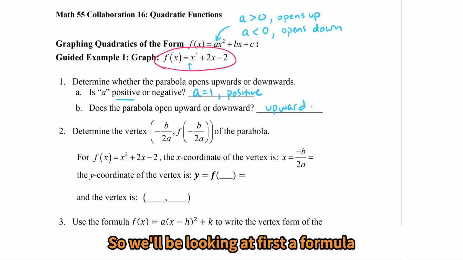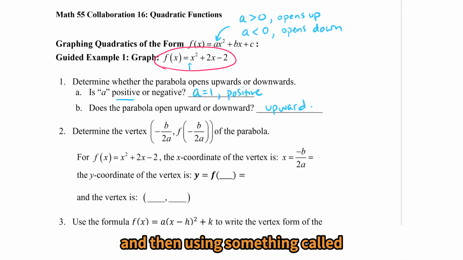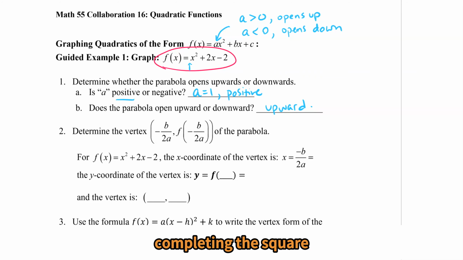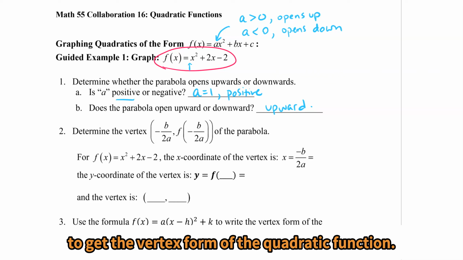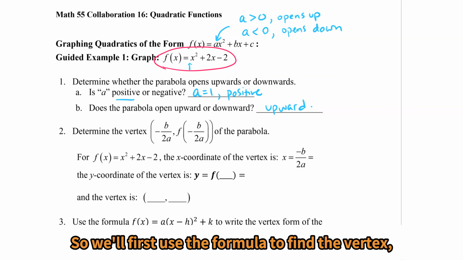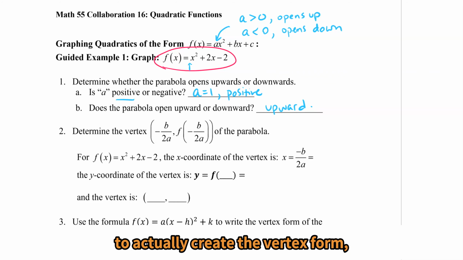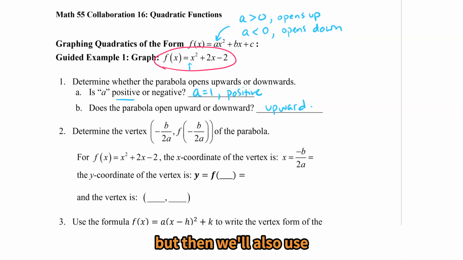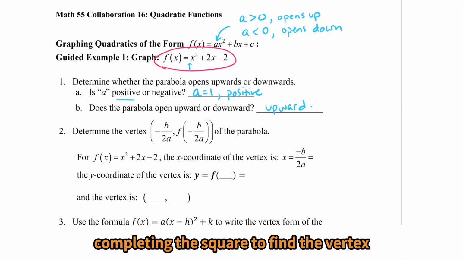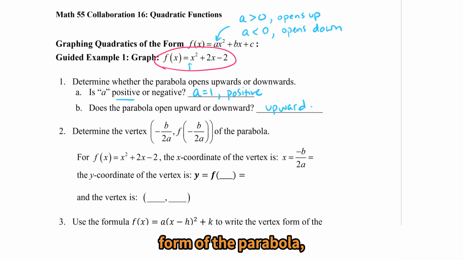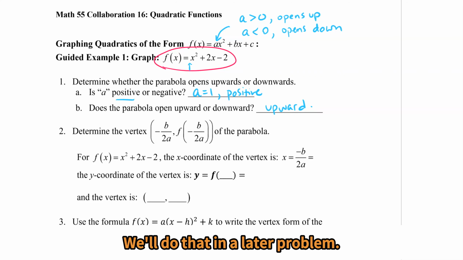So we'll be looking at first a formula and then using something called completing the square to get the vertex form of the quadratic function. So we'll first use the formula to find the vertex, and then we'll use that to actually create the vertex form, but then we'll also use completing the square to find the vertex form of the quadratic function. And we'll do that in a later problem.